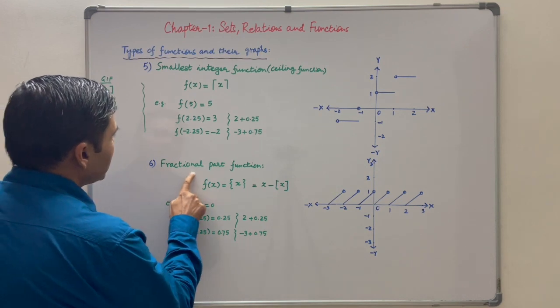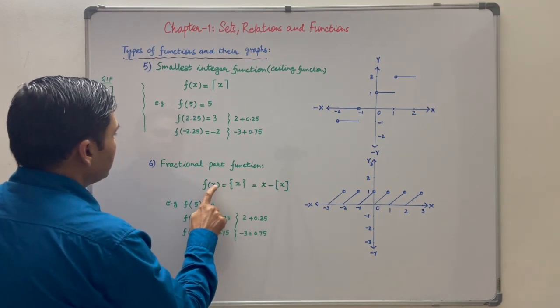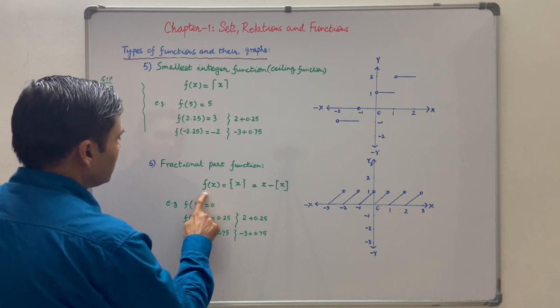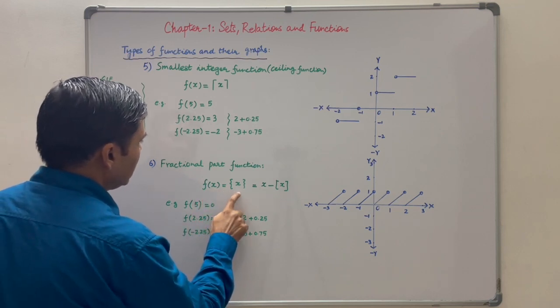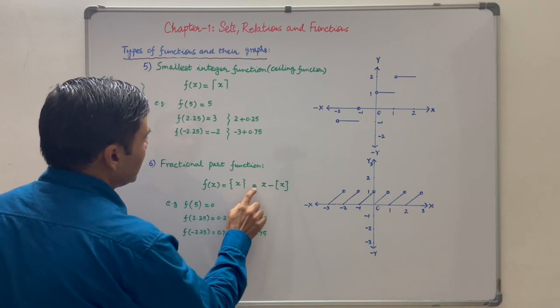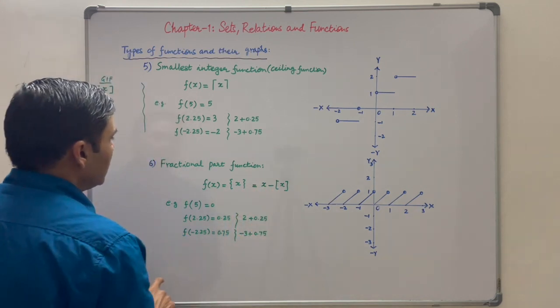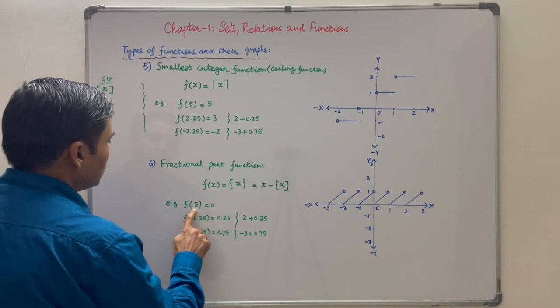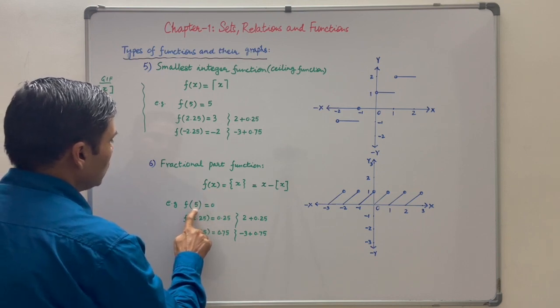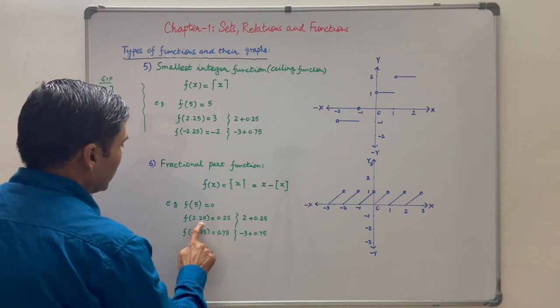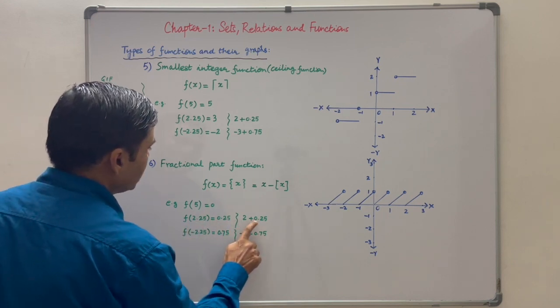Sixth function, fractional part function. Only the fractional part of the x is taken, and it is represented by f(x) equal to x in a pair of curly braces, and this is equal to x minus greatest integer x. Consider x equal to 5. So fractional part is 0. So f(5) is 0.